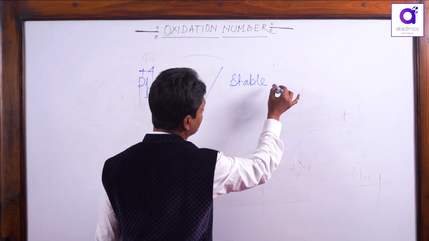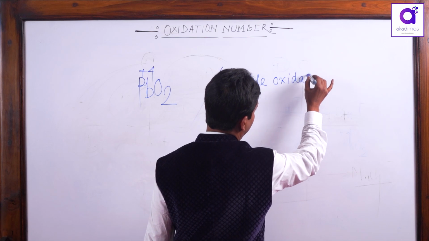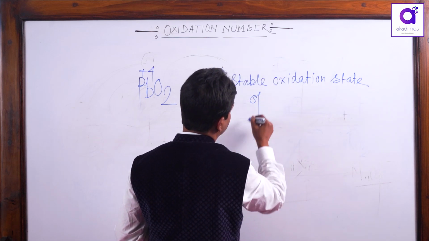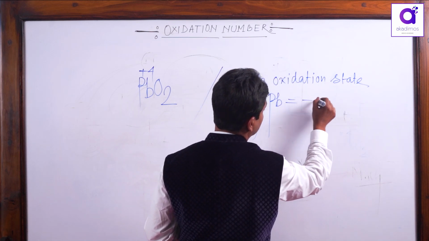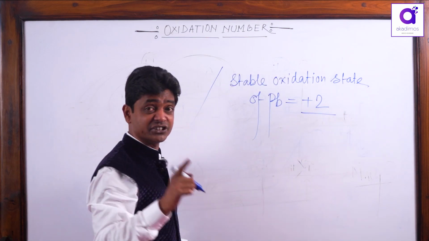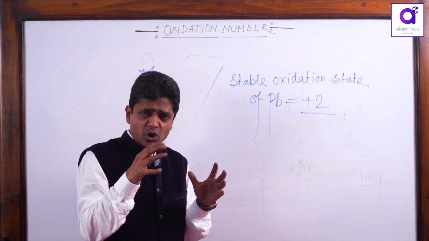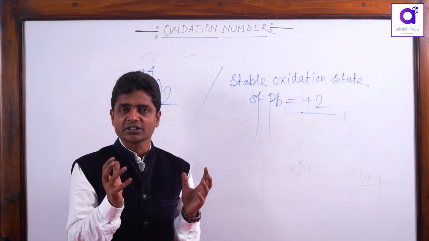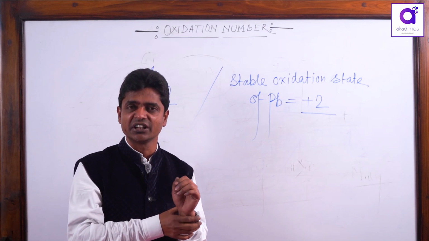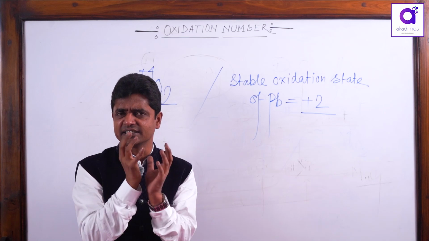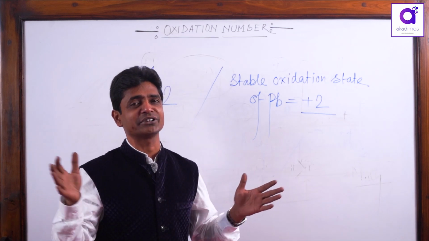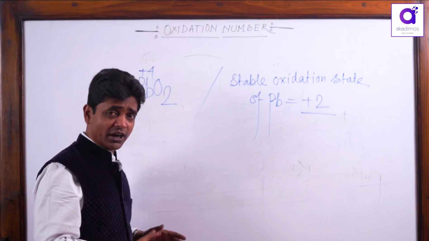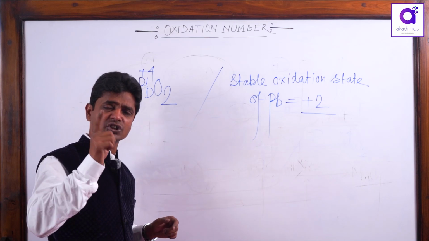inert pair effect, the stable oxidation state of Pb is +2. The reason is the inert pair effect. 6s2 is highly inert, since the lead nucleus has high effective nuclear charge, it will tightly bind the 6s electrons. They do not participate in bonding, whether ionic or covalent. In PbO2, that's why the +4 state is highly unstable.